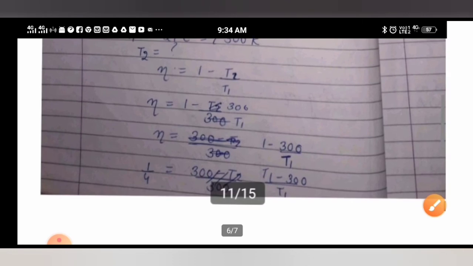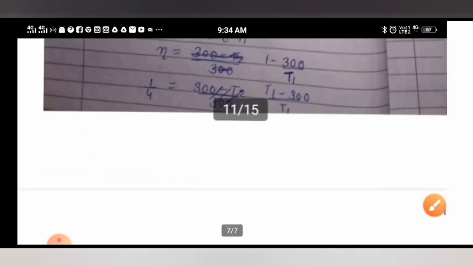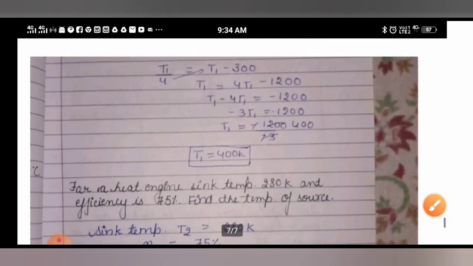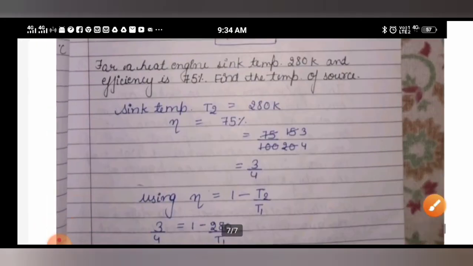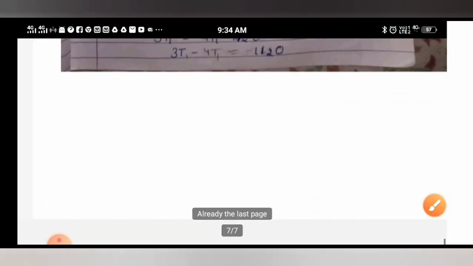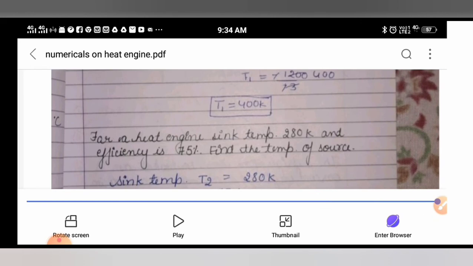So put the formula. Now what's the formula? Here the formula you will use: eta is equal to 1 minus T2 upon T1. Put the values. This question has been asked so many times in exams, and its answer will be 400 Kelvin. Simple mathematical calculations. You can ask me if anywhere you do not get it. And the last question is also the same. For a heat engine, sink temperature is given, efficiency is given. Find the temperature of source.